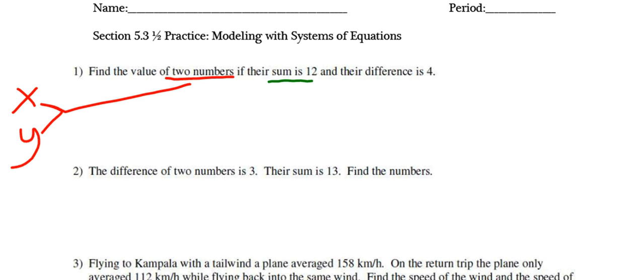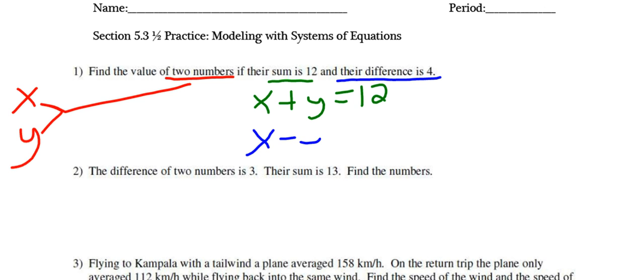Now the sum is 12, so it means we add them up. X plus y equals 12. And their difference is 4. So we have x minus y equals 4. So I need to solve this system of equations. I'm going to do it by doing substitution.